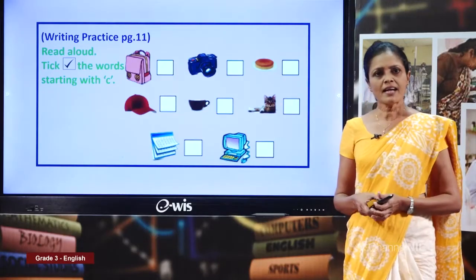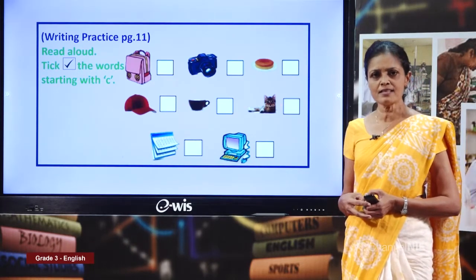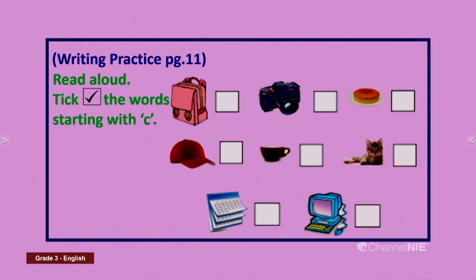Now, your writing practice book, page 11. Turn to page 11 in your writing practice book. You get this activity. Read aloud and tick the words starting with C. What is the first picture? Bag. Next picture? Camera. Next? Cake. What is the next one? Cap. Cup. Next, cat, calendar, and a computer.